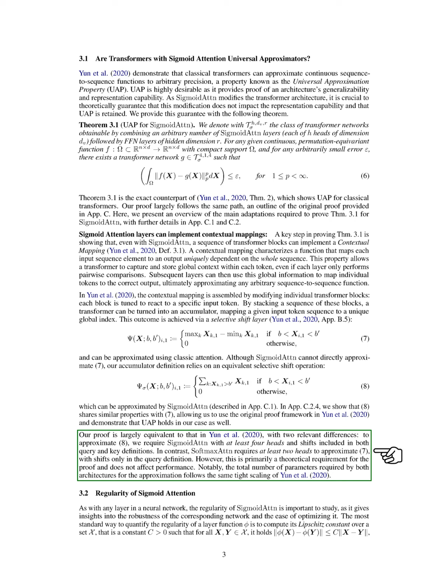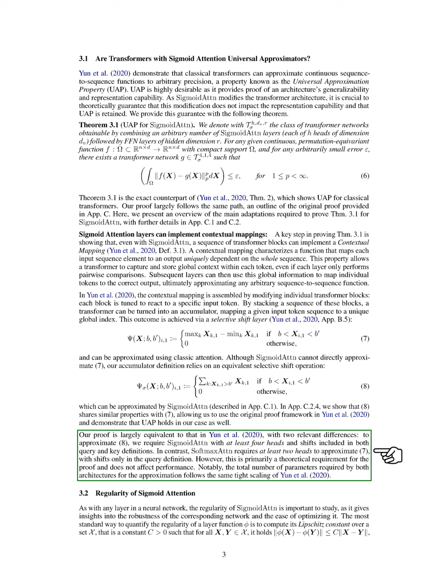To approximate our shift operation, we need at least 4 attention heads and shifts in both the query and key definitions, while previous work required only 2 heads and shifts in the query definition. However, this is mainly a theoretical aspect and does not impact performance. Importantly, both architectures require a similar number of parameters for approximation.